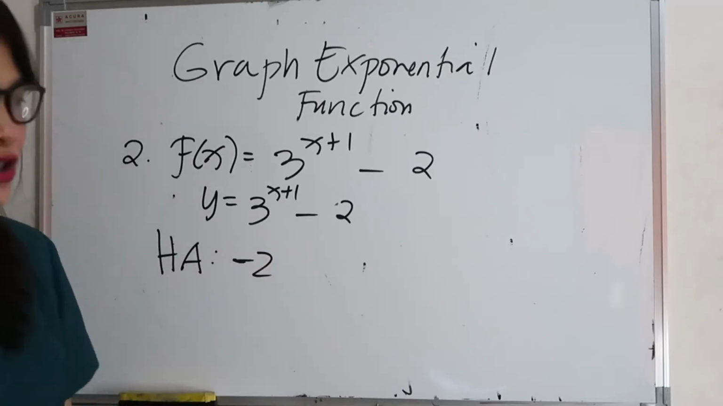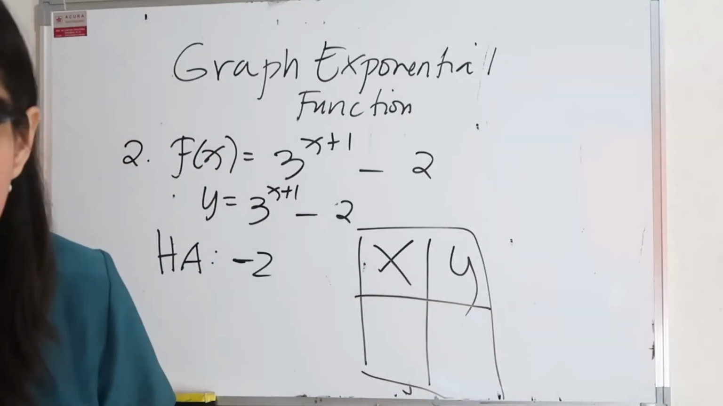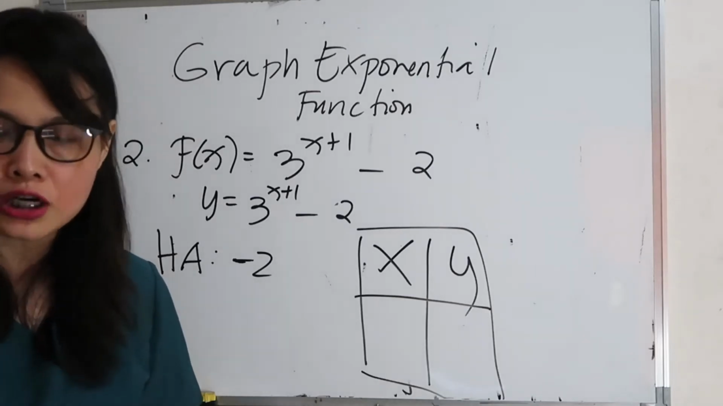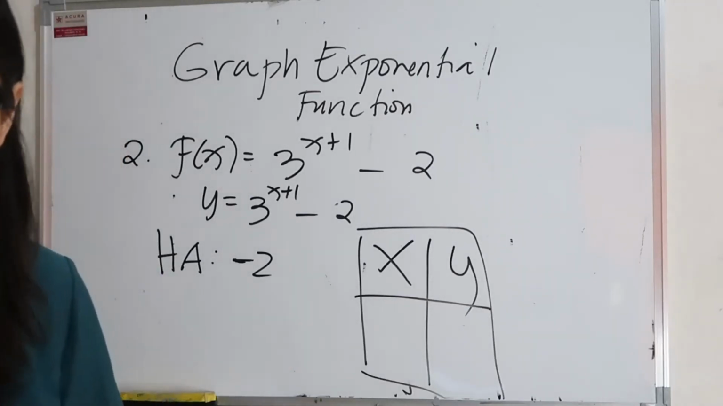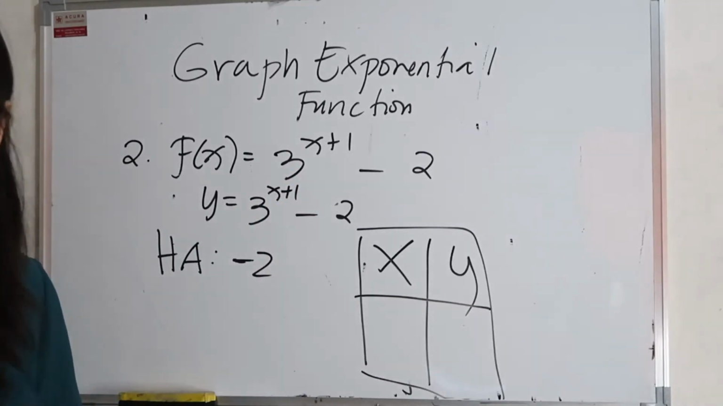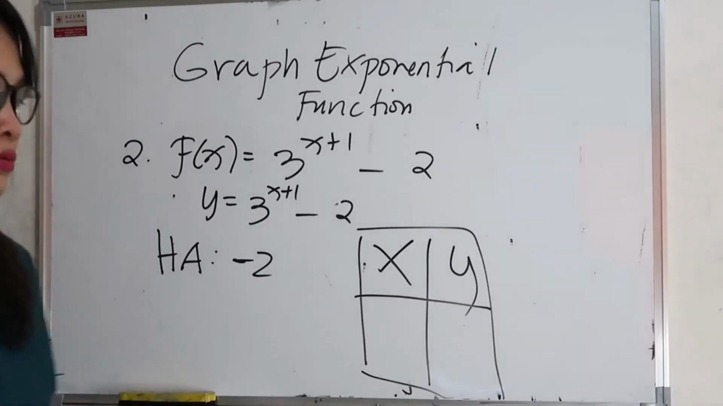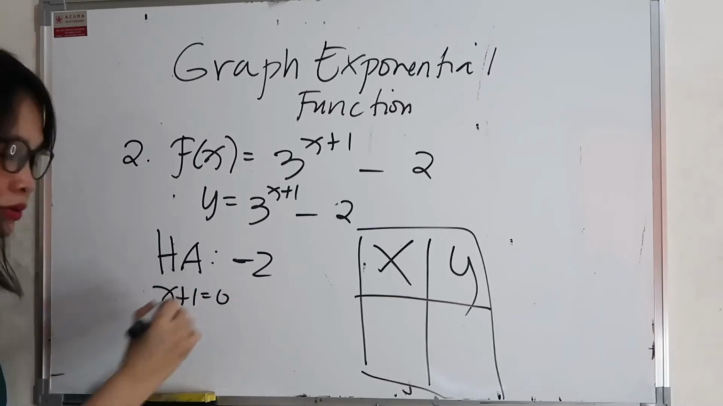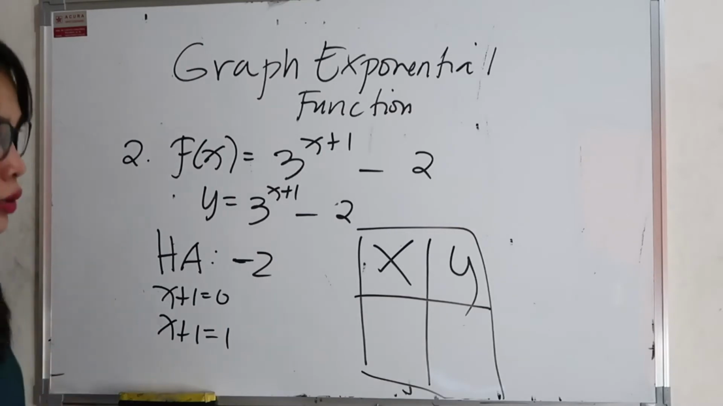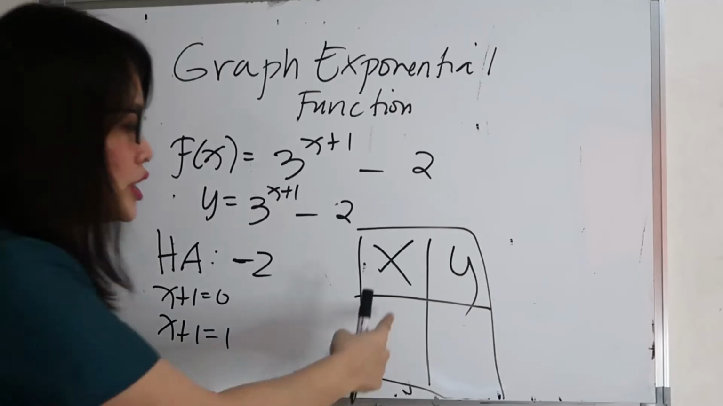Now next, we need to come up with a table. But the problem is, what particular values of x do we need to use? Again, second procedure, after we determine the horizontal asymptote, which is your constant in the given function, equate the exponent to 0 and 1. So we have x plus 1 equals 0, and then x plus 1 equals 1. Equate your exponent to 0 and 1 to determine what value of x we need to use.